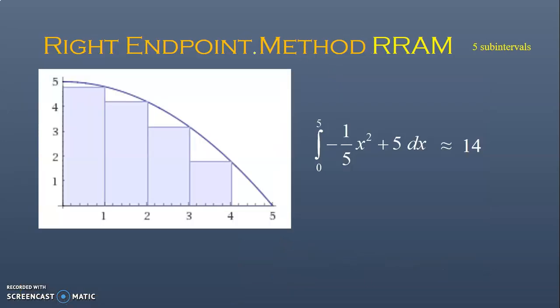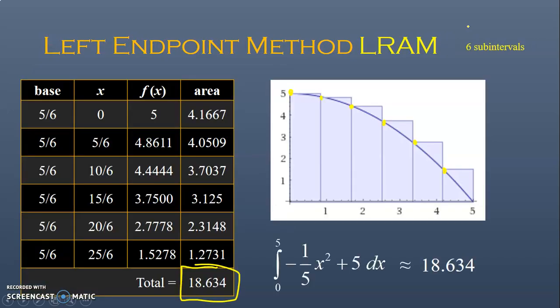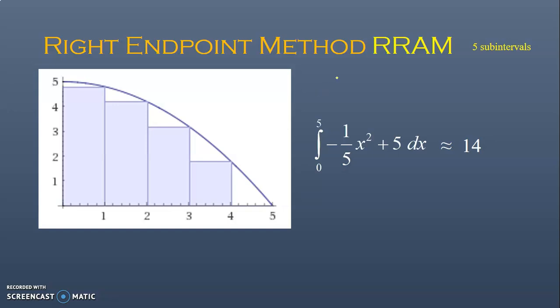All right, let's move on to what a right endpoint method would do. So let's say I only had 5 subintervals. And I'm not going to go through the math over and over and over again because it ends up getting very tedious. So for a right endpoint method, the process is the same. Now in this one, we wanted 5 subintervals. So we're going to have 5 rectangles.